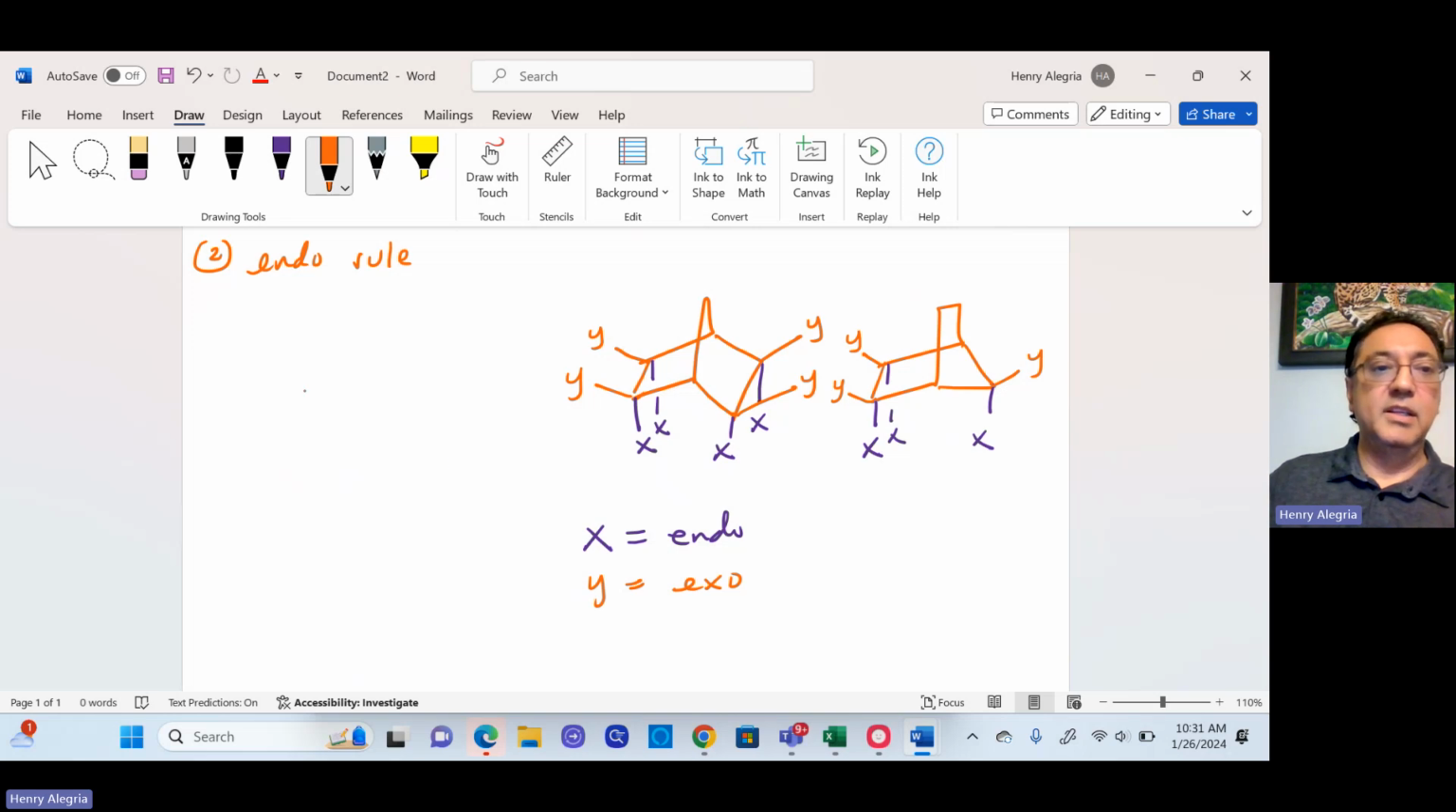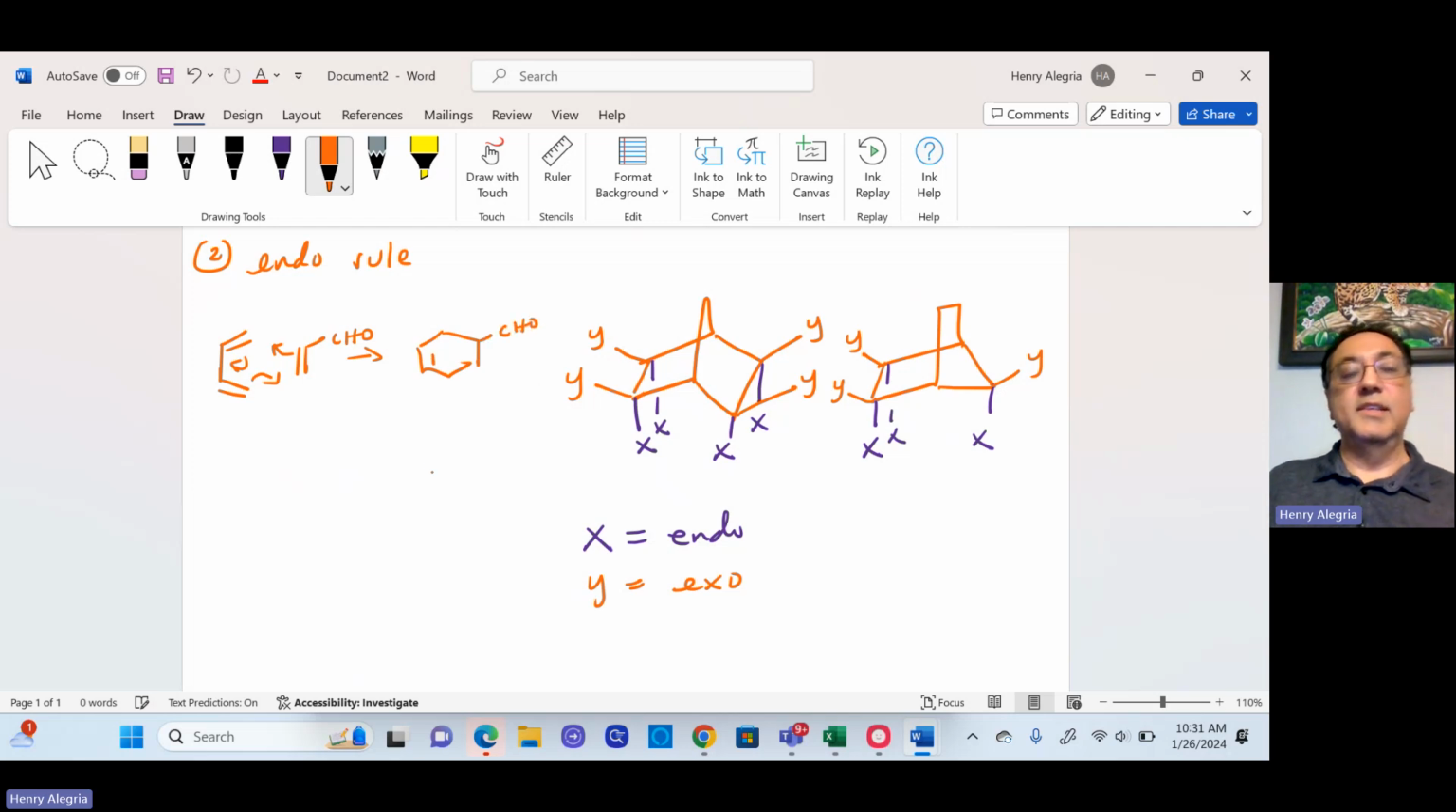So notice in the examples that we've seen so far, and that's why I deliberately stayed away from the cyclic dienes, the diene is not cyclic. So it's reacting with that. So here is the product that you're going to get. What you end up getting is not a bicyclic structure, it's just a cyclohexene, right? So that is not bicyclic. We don't have to worry about the endo rule here.